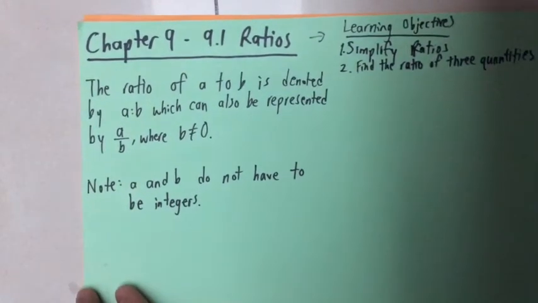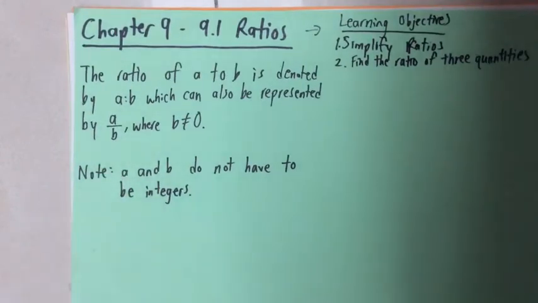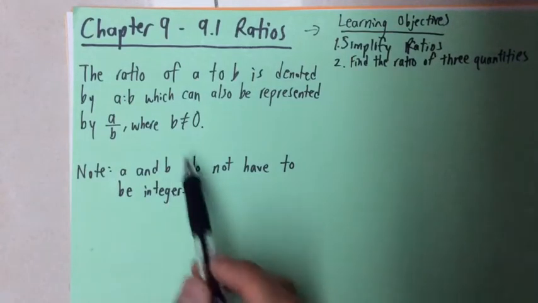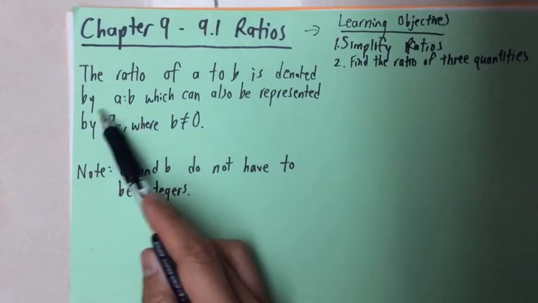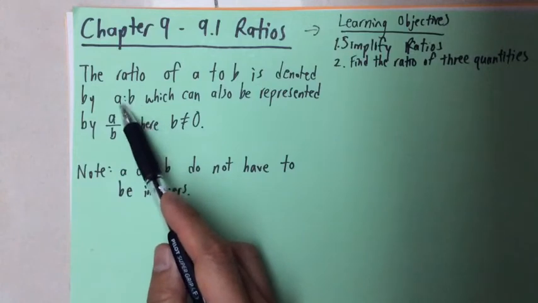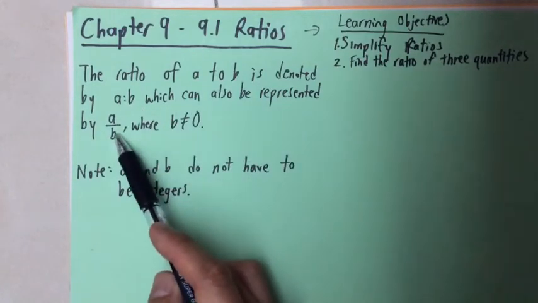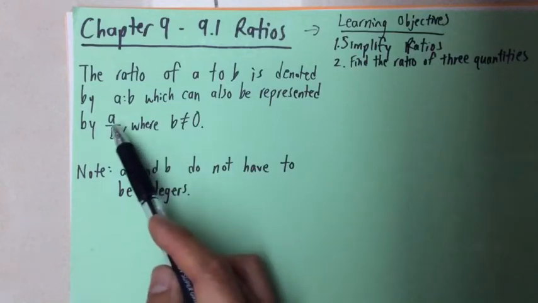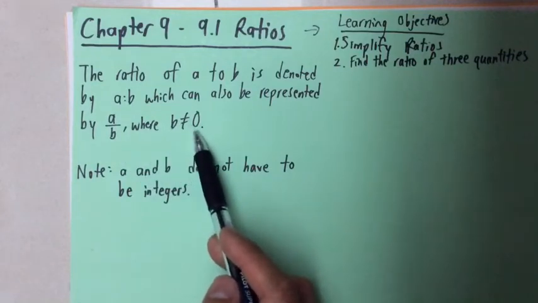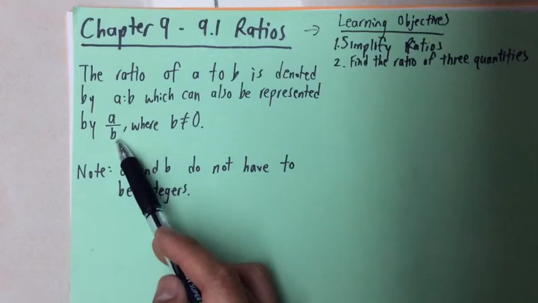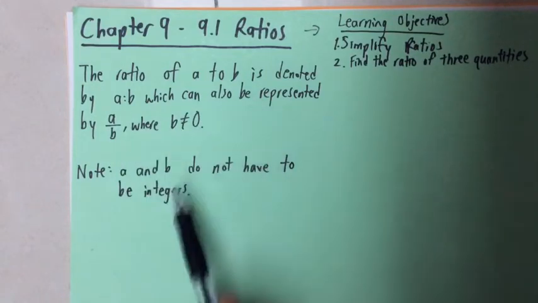Now let's review what a ratio is. A ratio is expressed as A to B, denoted by A to B with a colon, and that can also be represented by A over B. Now because we have a fraction here, B cannot equal 0, because if we divide a number by 0, then we have an undefined number.